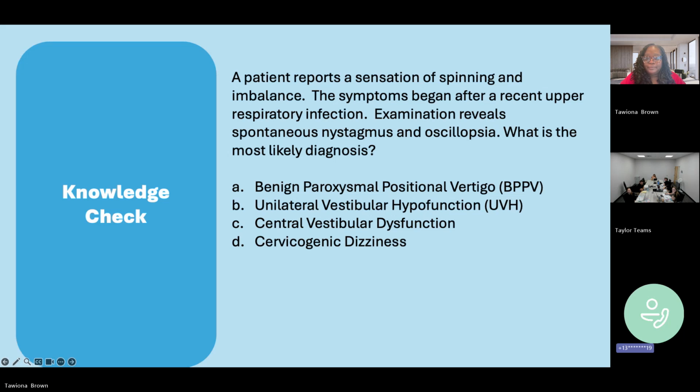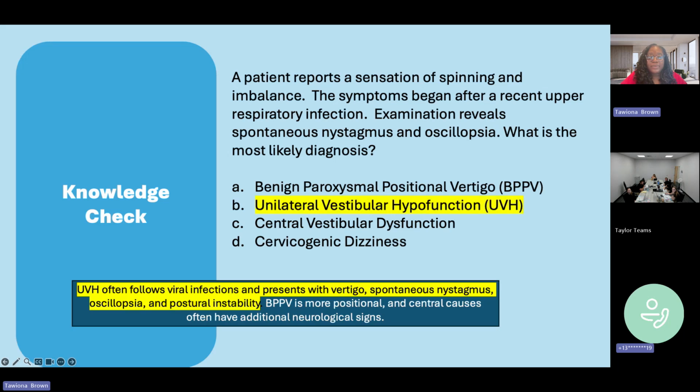My guess is B. Yeah, that's a good guess. It is unilateral vestibular hypofunction. I gave you a little bit of a rationale and highlighted that for you. So unilateral vestibular hypofunctions often are going to follow viral infections. They're going to present with that nystagmus, with oscillopsia, or thinking images are bouncing around in front of you, and postural instability, meaning you feel like you're going to fall. That's the imbalance. BPPV, in contrast, is more positional, and central causes have added neurologic signs. So when they say central causes right there in the rationale, that means central vestibular system issues.